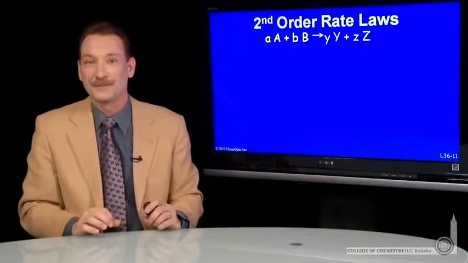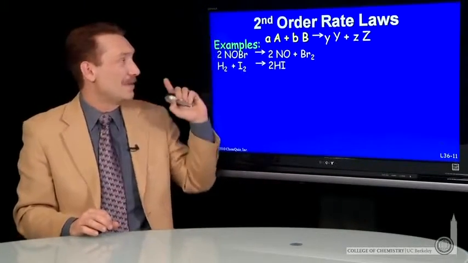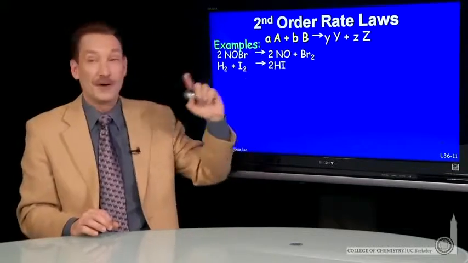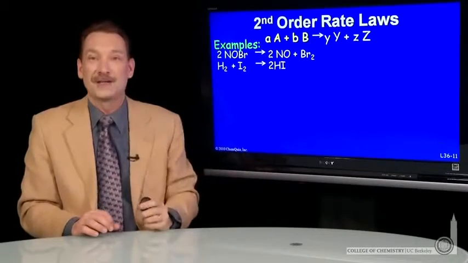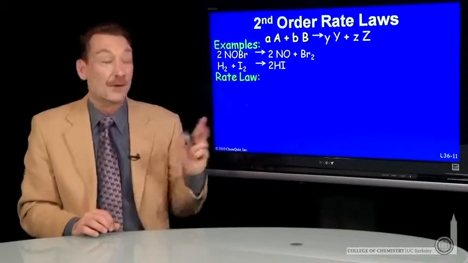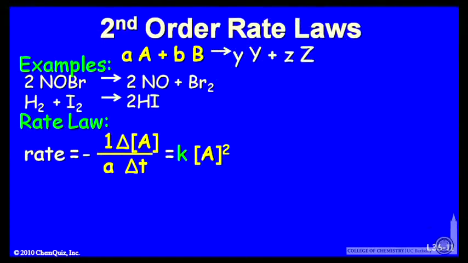Sum of the powers. So here are some examples: NOBr breaking down into NO and bromine, and hydrogen and iodine making hydrogen iodide. If you write down the rate laws for second order reactions, they look like this.